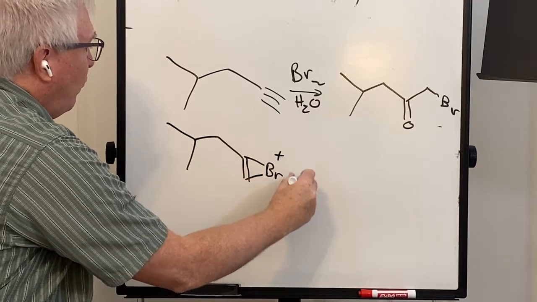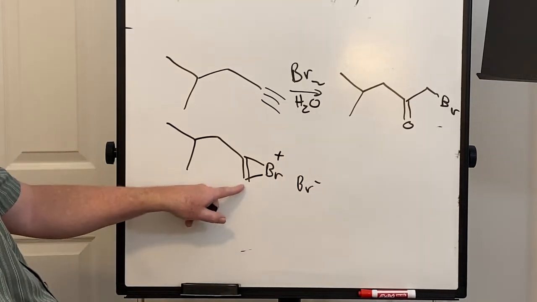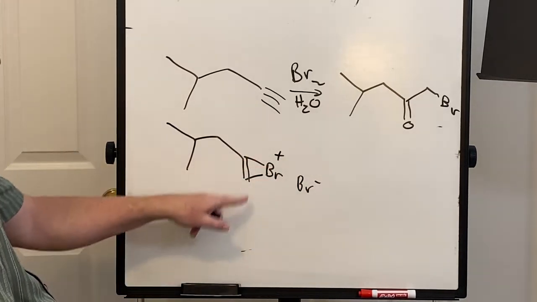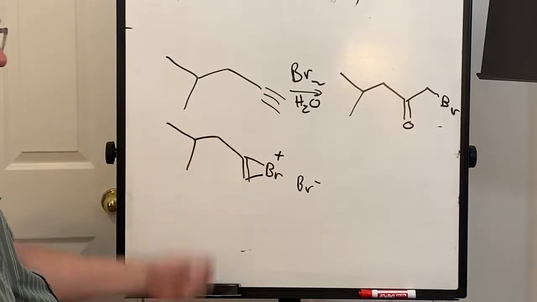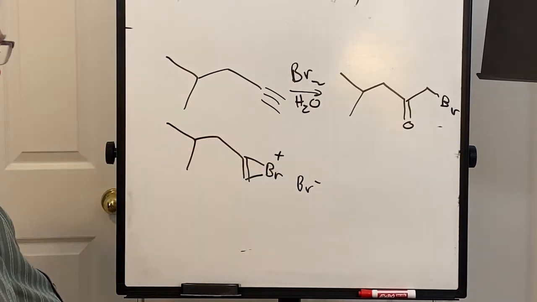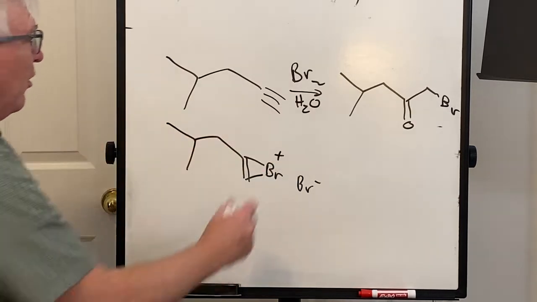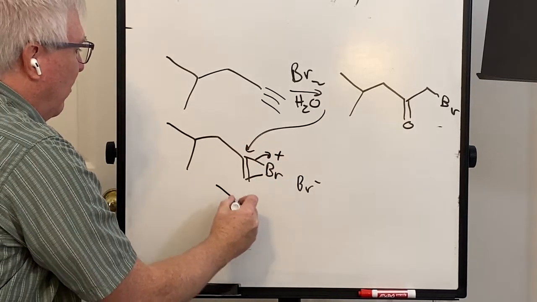Okay. And if we just attack with bromine and open this up, we'd get the dibromide. And if we had an excess of bromine, we'd get the tetrabromide, right? But what else can happen here? Well, water can interrupt things here, okay? So water can actually open up this bromonium ion. And what do we get?